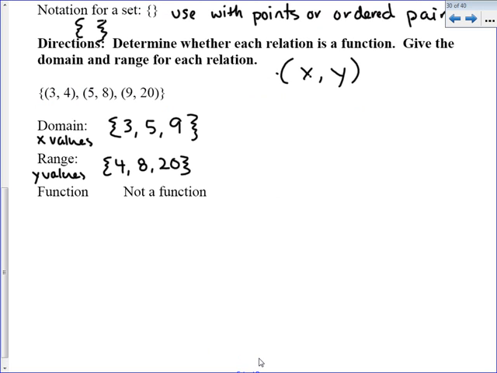And notice, within a set, each number is listed only once, which they were only once in this problem anyway. So the last thing we have to determine is function or not a function. And this is all based on the x values. If I look back at my relation, do I have the same x values in any of my points? No. So this is a function. Since I don't have the x values going to different y values, this is a function.